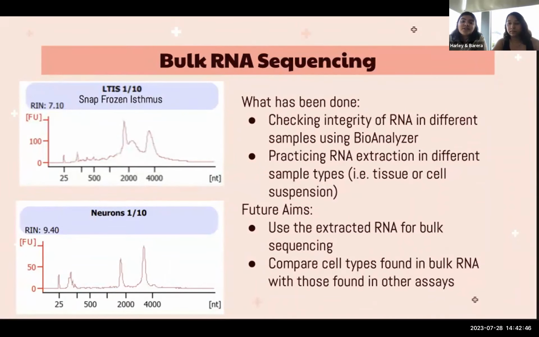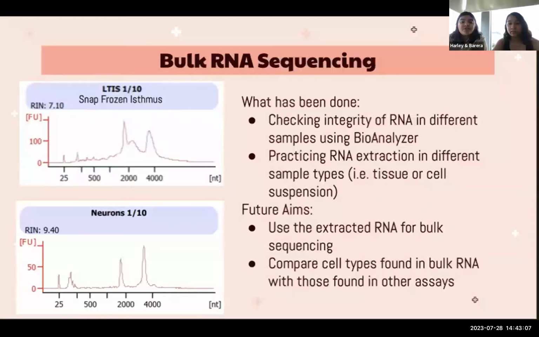The RIN score is the RNA integrity number of the sample and is measured on a scale of 1 to 10, 1 being the most degraded and 10 being the least degraded. We were aiming for a score of around 7, and we can see that on the RIN score of the isthmus, which is the top left picture. The isthmus is a section of the fallopian tube, and it has a RIN score of 7.10, meaning medium degradation, which is what we were aiming for.